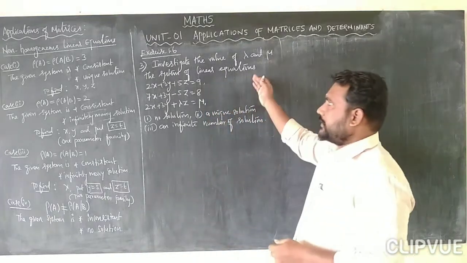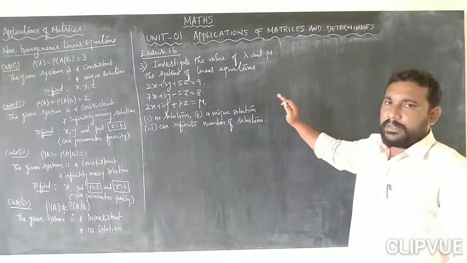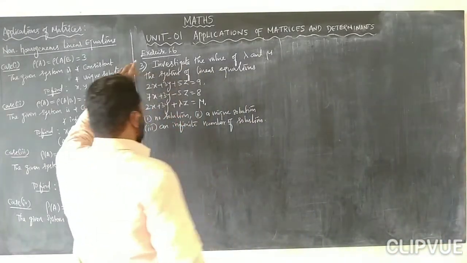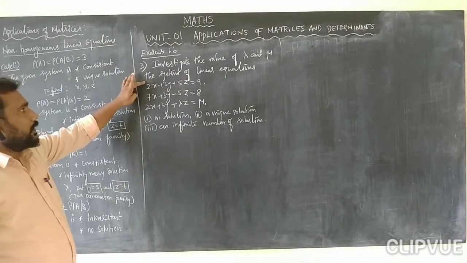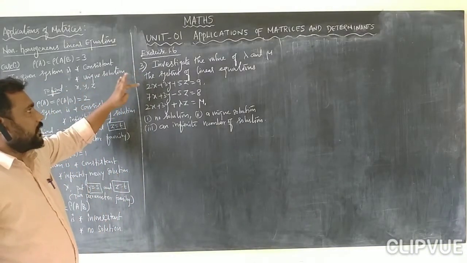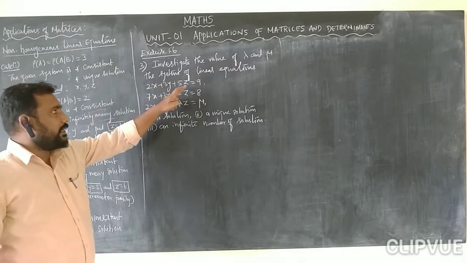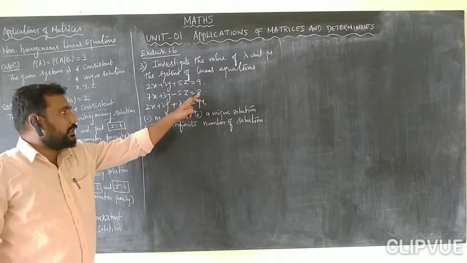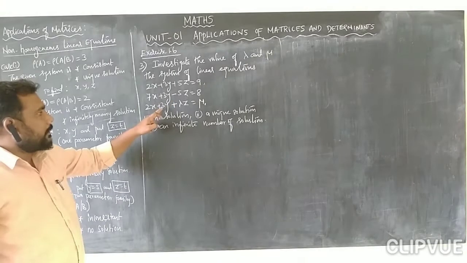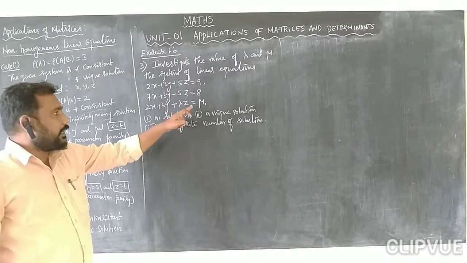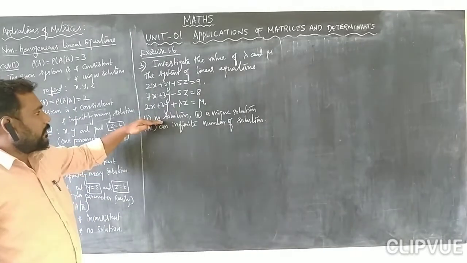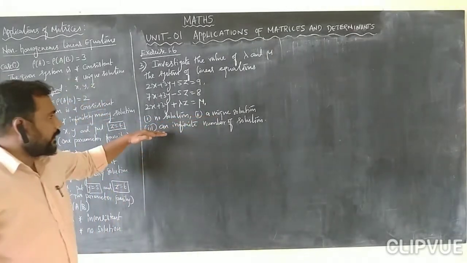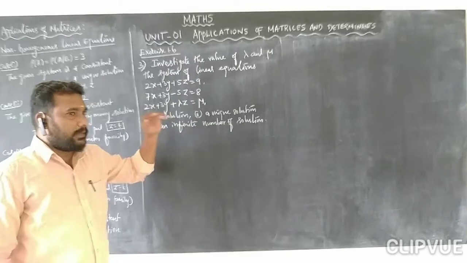Today we discuss exercise 1.6, an important 5 mark question. Question number 3. Investigate the values of lambda and mu for the system of linear equations 2x plus 3y plus 5z equal to 9, 7x plus 3y minus 5z equal to 8, 2x plus 3y plus lambda z equal to mu. Part 1, no solution. Part 2, unique solution. Part 3, infinite number of solutions.